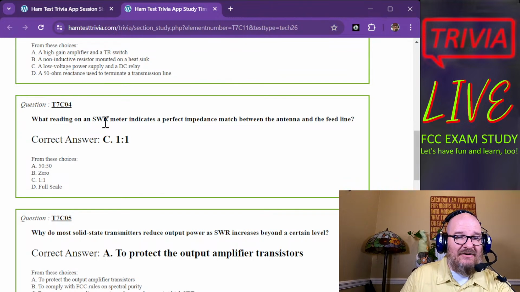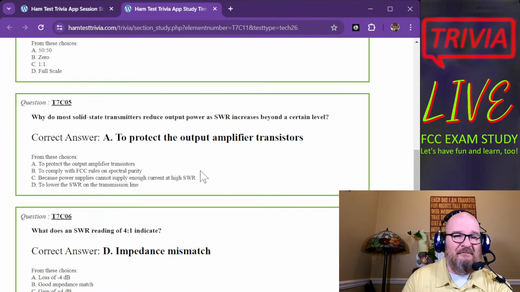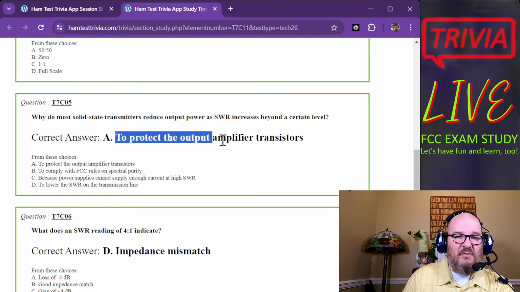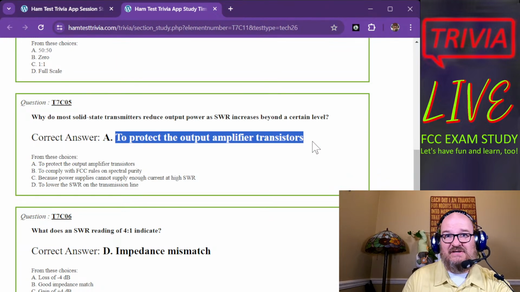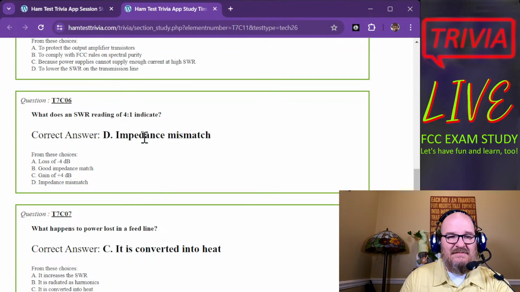What reading on an SWR meter indicates a perfect impedance match between the antenna and feed line? That's a 1-to-1. Everybody talks about a 1-to-1. Why do most solid state transmitters reduce the power as SWR increases beyond a certain level? You want to remember that is for protection. What does an SWR of 4-to-1 indicate? That's an impedance mismatch. Ignore the rest of those. Those are distractors.